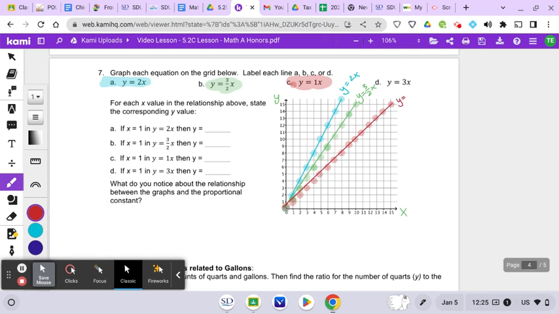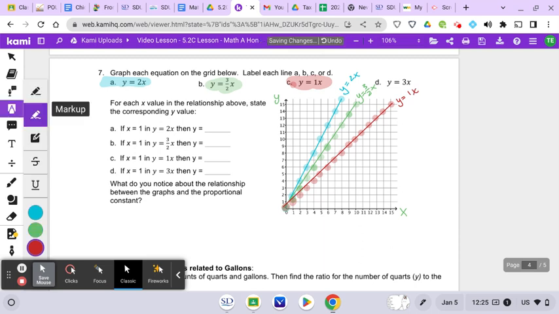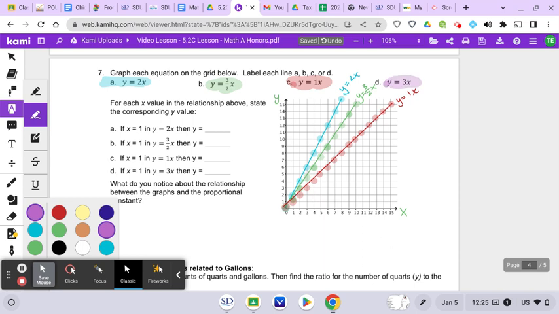Y equals 1x, or just y equals x, same thing. Then a new color, purple. Okay, y equals 3x. It starts at 0, 0, and then it goes to 3, and then 6, and then 9, and then 12, and then 15.